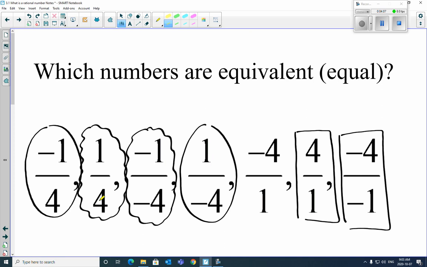What about this one? Positive 1/4. And, oh, that's weird. Why is this one circled? There are negatives in there. But you have to remember your rules: a negative divided by a negative is a positive. So technically, that is positive 1/4. So we can put lines around those. 4 over 1 and negative 4 over negative 1: 4 over 1 is positive, and negative 4 divided by negative 1 is also positive. So these two are the same. And this is the lone one out. It's not equal to anything else.